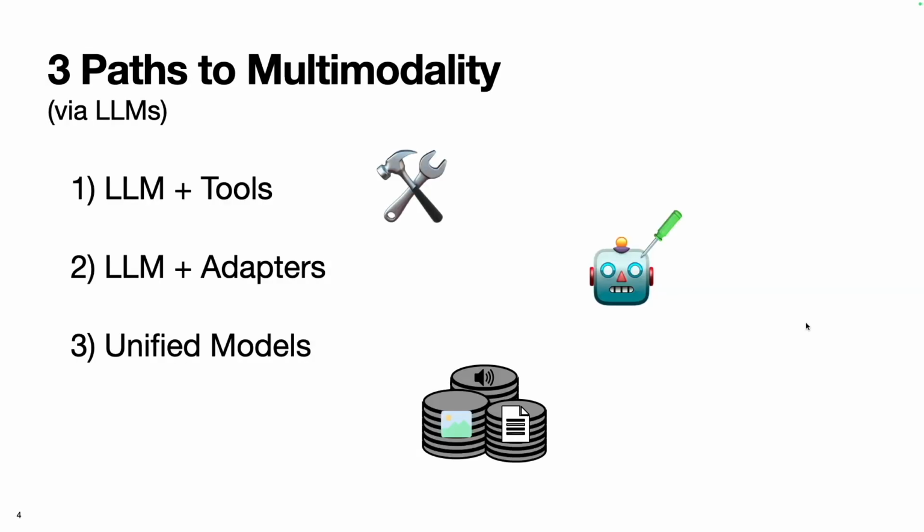So here I'm going to talk about 3 general paths to developing these multimodal language models. So the first is going to be augmenting LLMs with basic tools. The second is going to be augmenting LLMs using so-called adapters. And then the third and final approach is to create a unified model which is trained from scratch.